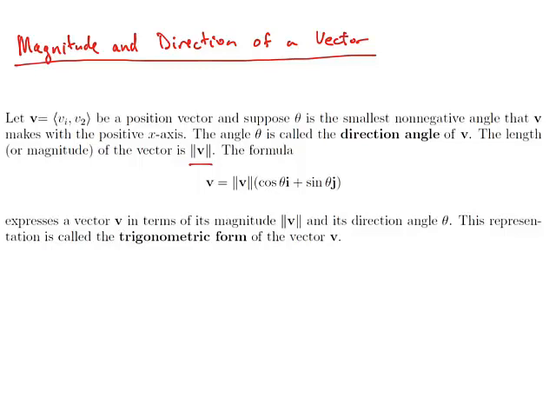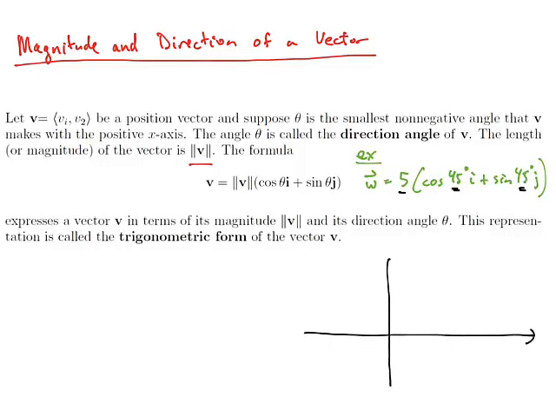So what this is saying is that if we have a vector that's written in this form, suppose it's vector w equals 5 cosine 45 degrees i plus sine 45 degrees j. What this is saying is this vector has a magnitude of 5, and the angle from the positive x-axis would be 45 degrees. So if we draw this, we're going to see that this vector has a magnitude of 5, and this angle here is 45 degrees. So this is just a way of expressing a vector that shows both its magnitude and its direction.